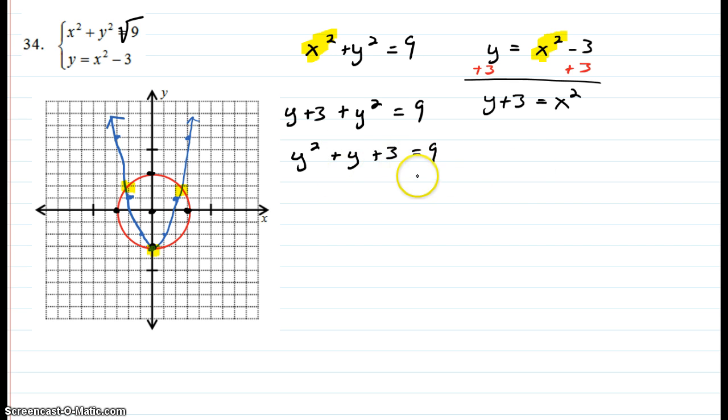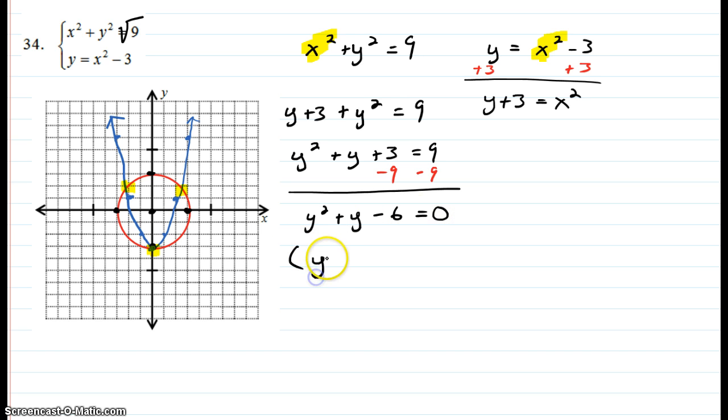And now let's make it equal 0. So we minus 9 from both sides. Minus 9, minus 9. And so we have y squared plus y minus 6 equals 0. And so what's going to happen is this is going to become y plus 3, y minus 2 equals 0. And so you should be able to look at this and know that y is going to give us 2 answers, a negative 3 and a positive 2. So now we're going to take that and we're going to plug it in, and we'll solve from here.